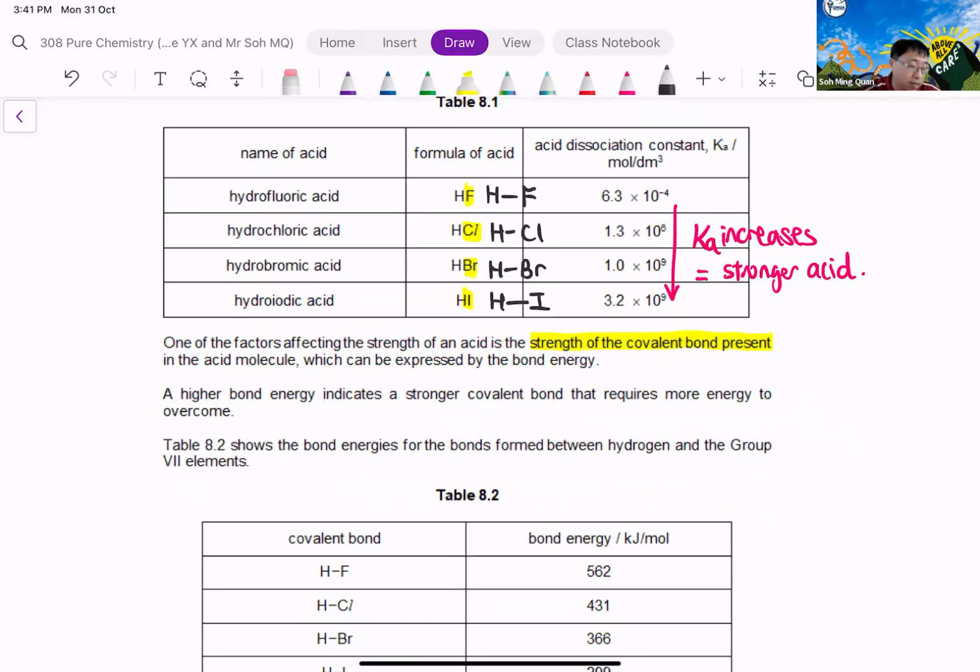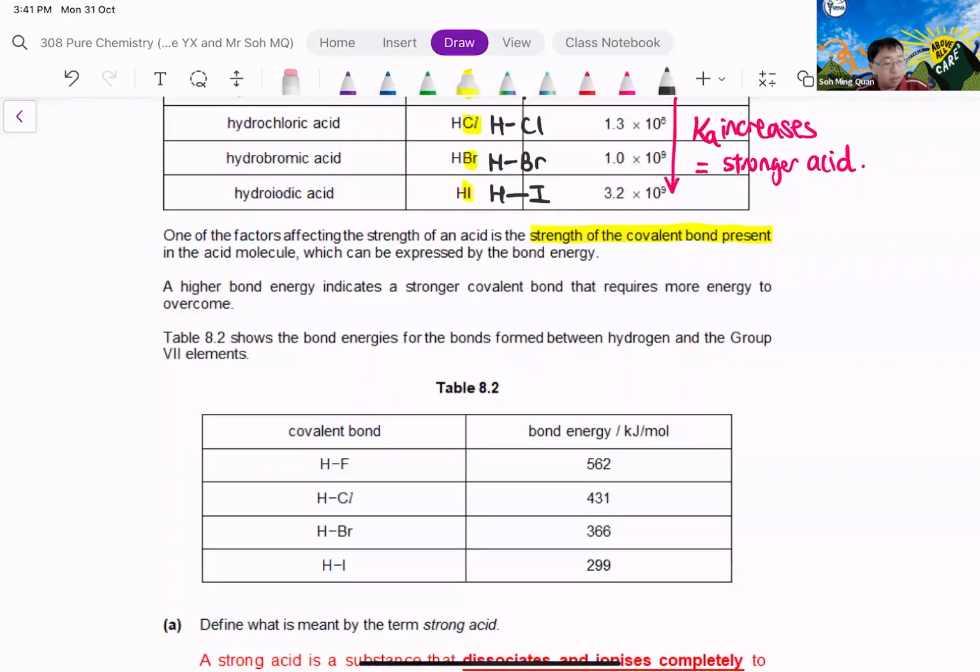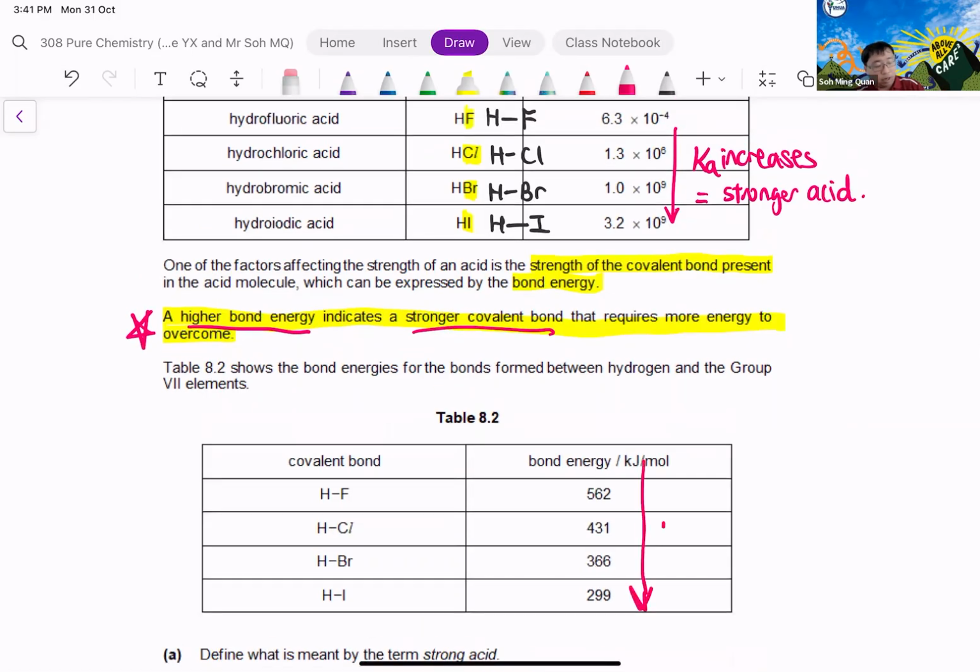And it's also repeated in table 8.2. These are the covalent bonds. Now, the strength of the covalent bond is expressed by bond energy. And this is again a mathematical trend. Higher bond energy, stronger covalent bond. So look at group 7 now. As you go down the group, the bond energy decreases, meaning it's a weaker covalent bond. So now let's link the two together. Stronger acid, weaker bond.